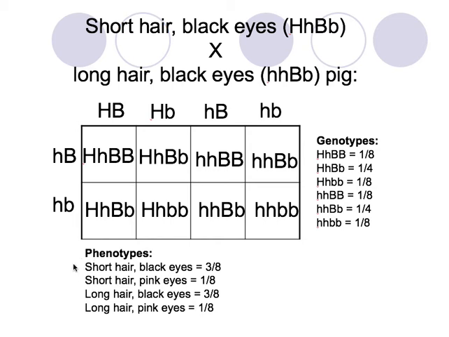But then when you take a look at your phenotypes, we actually have a lot of different information. Okay, so now our numbers get a lot bigger because both big H, big B, big B, and big H, big B, little b, all of those are going to actually have short hair and black eyes. So remember, this is like 2/8 plus 1/8. That gives us our 3/8 that we're looking at here.